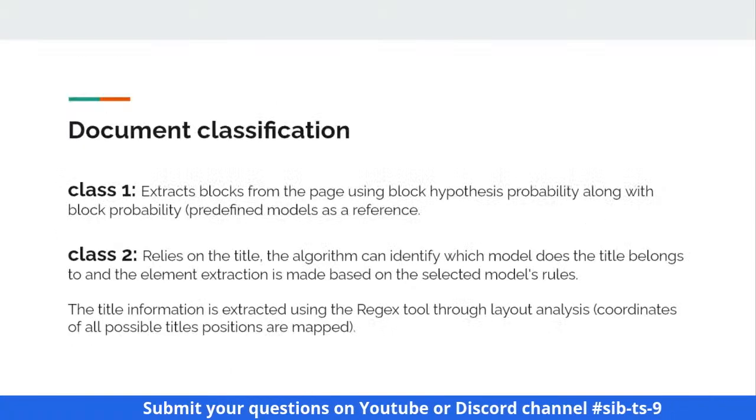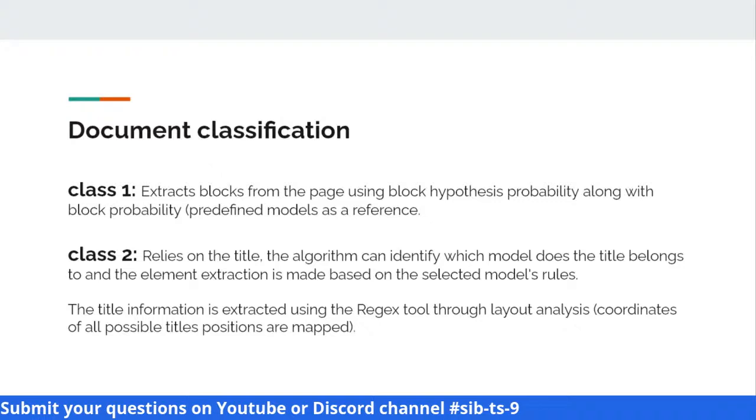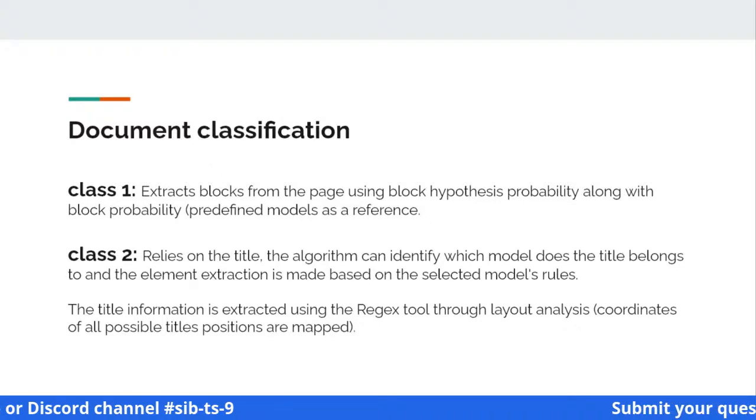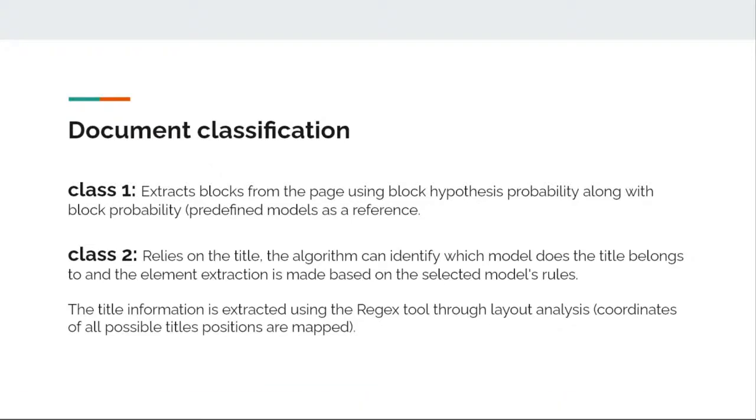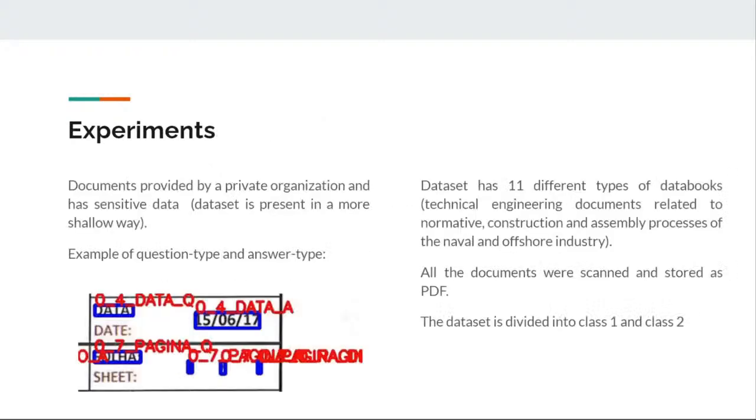Document classification can be executed in two different ways. For Class 1, the document classification algorithm extracts blocks from the page using block hypothesis probability, along with block probability. For Class 2 documents, the title information is extracted using the regex tool. The coordinates of all possible title positions are mapped. Therefore, the algorithm can identify which model the title belongs to, and the element extraction is made based on the selected model rules. All experiments were performed using documents provided by a private organization and have sensitive data.